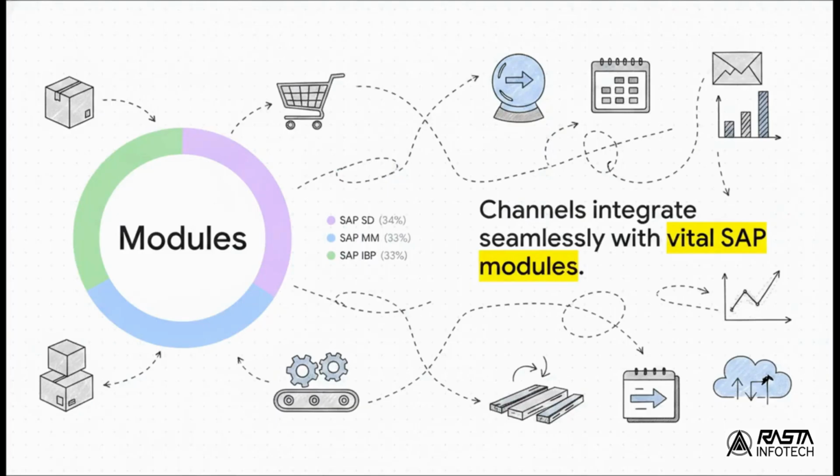Now, the distribution channel doesn't just sit there in isolation, it triggers a powerful chain reaction. When an order comes through SAP Sales and Distribution, or SD, it instantly talks to SAP Materials Management, to locate the physical materials and trigger procurement if it needs to. Simultaneously, it feeds that live data directly into SAP IBP, which is Integrated Business Planning, allowing you to instantly adjust your future demand forecasts based on real-time market behavior.